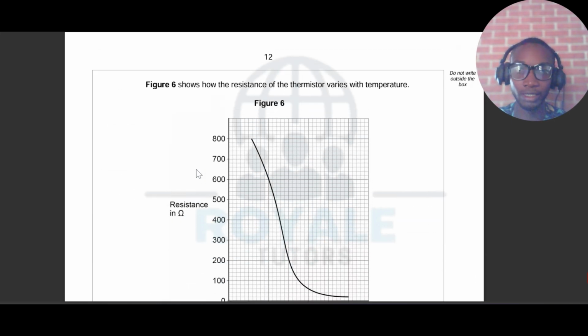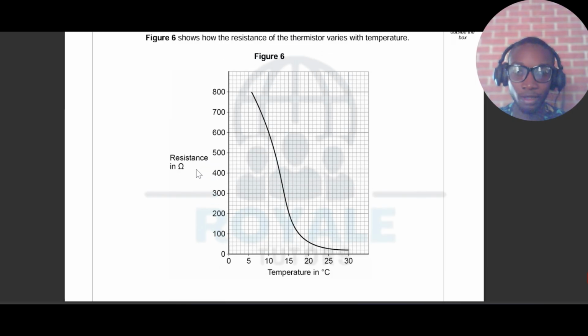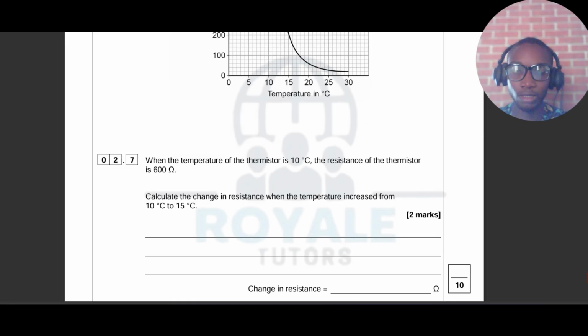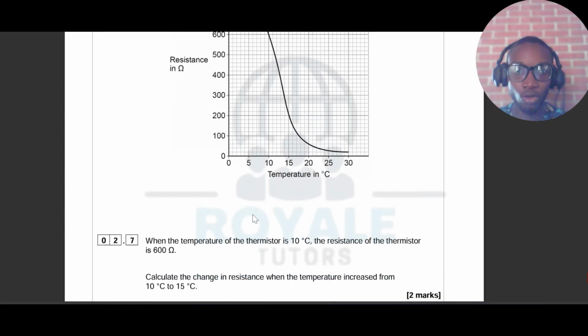Now in figure 6, we have a graph of resistance against temperature, and we are asked a question. It says, when the temperature of the thermistor is 10 degrees Celsius, the resistance of the thermistor is 600. Calculate the change in resistance when the temperature increases from 10 to 15 degrees Celsius. So this is how we do it. You just have to trace. This is the temperature axis. This is the resistance axis.